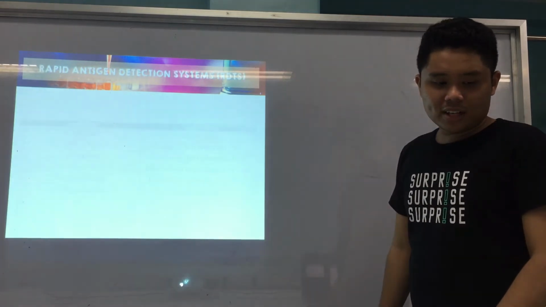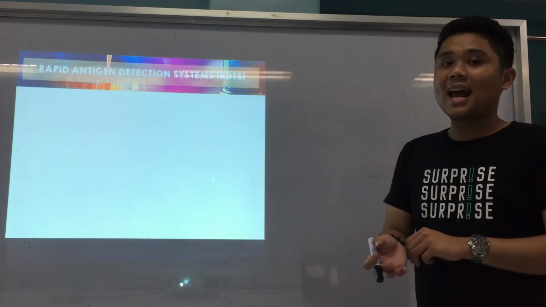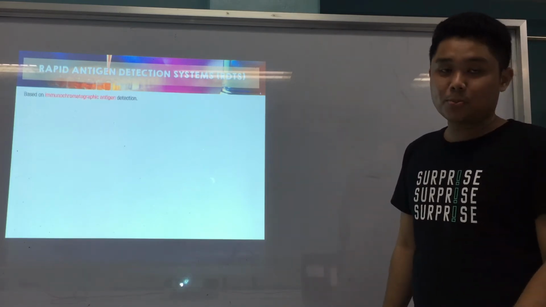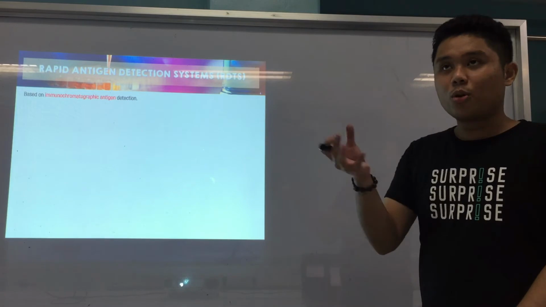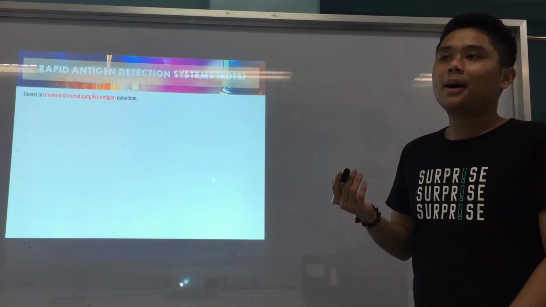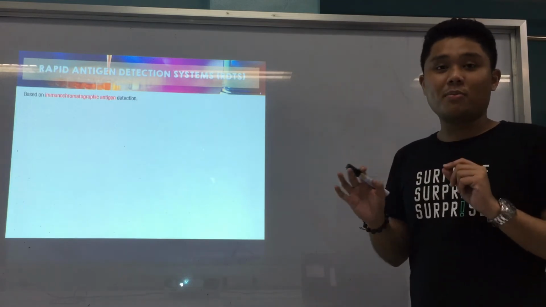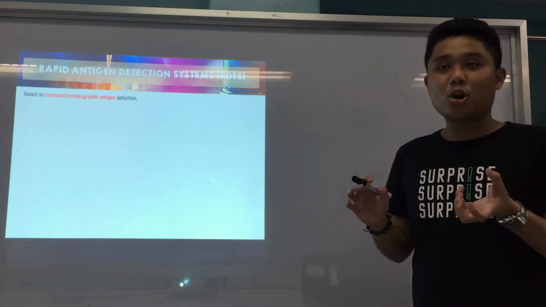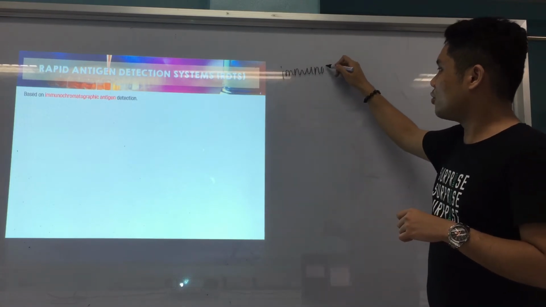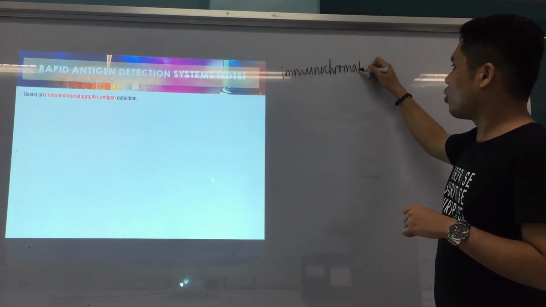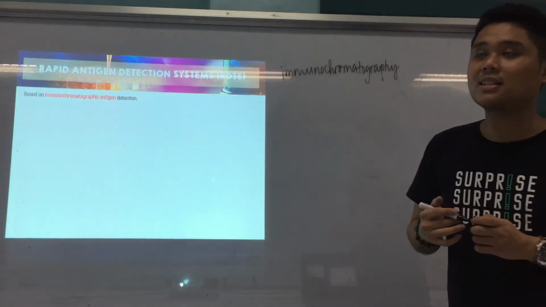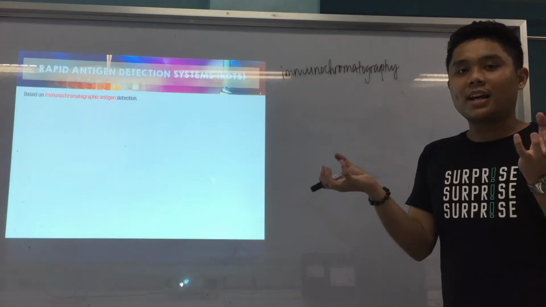Next are what we call your rapid antigen detection systems, or your rapid tests. Your rapid tests follow the principle of immunochromatography. Those are your test kits. I will not discuss the principle of immunochromatography yet, but it is the principle of your test kits. This is another type of immunoassay that is found only in your test kits.